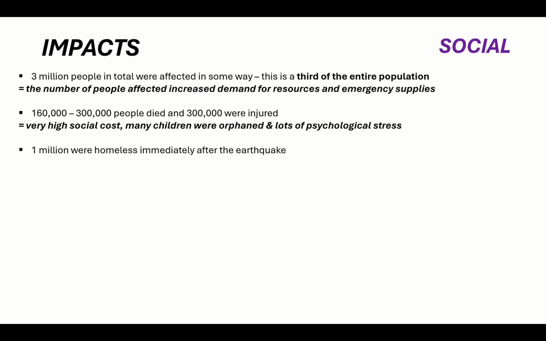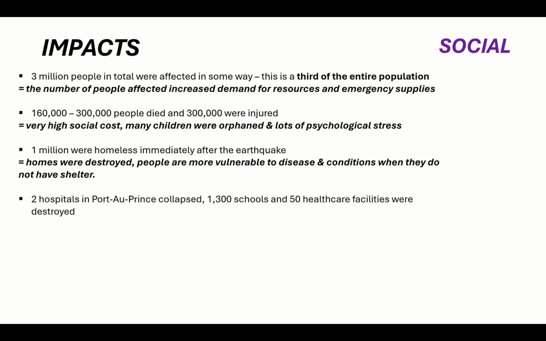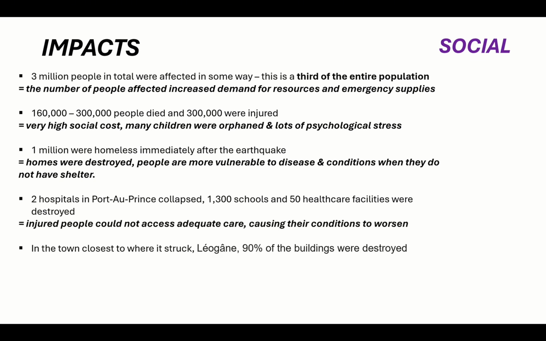So 1 million people were homeless immediately after the earthquake, and it did take various months for them to find shelter. And this is one of the reasons why a cholera outbreak occurred in the October of the same year. And 2 hospitals in Port-au-Prince collapsed and services were affected, which created a lot of long-term damage to the country. So in the town closest to where it struck, which is Léogâne, 90% of the buildings were destroyed according to the local council. And the prison collapsed, which allowed 4,000 inmates to run wild.